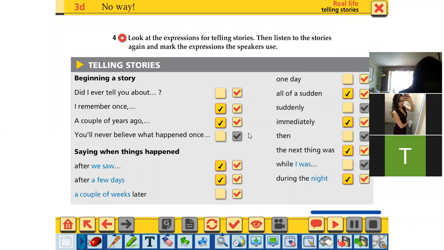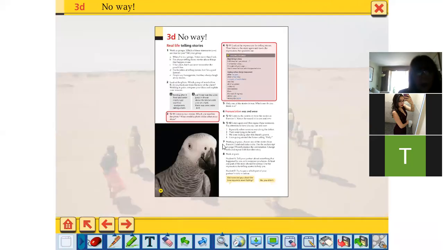Okay, good. Thank you. Let's continue with the other part. It says pronunciation in number 6. Well, let me see if I start from the beginning. Yeah, in number 6 here we have pronunciation, right? It says, listen to the sentences from the stories in exercise 3, and notice the sound in was and were.